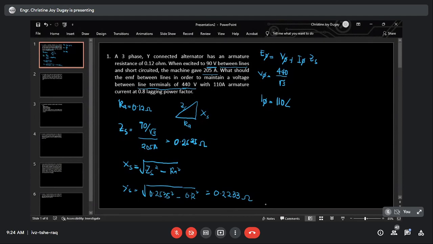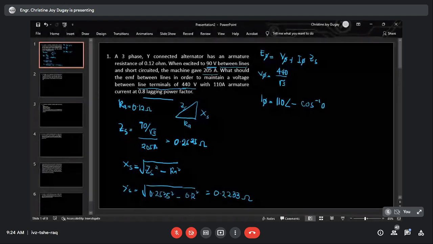Okay, so according to Mr. Miguel, tama po siya. We're going to utilize the power factor, which is 0.8. Since lagging, we're going to use negative, no? So that is, pwedeng i-direct ninyo actually dito. Kung kaya ninyo, i-direct ninyo dyan, which is cosine inverse of 0.8.